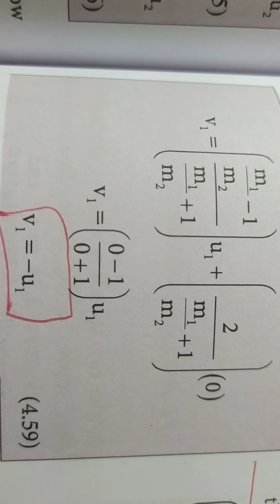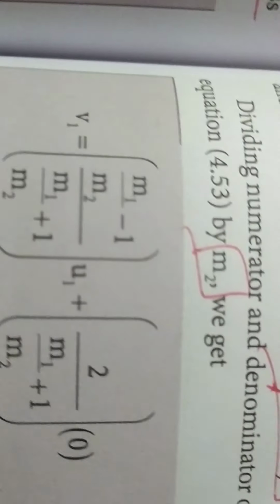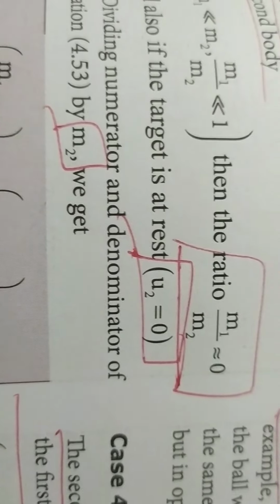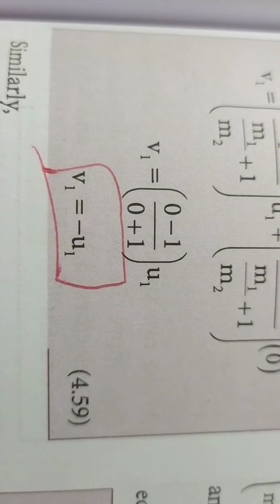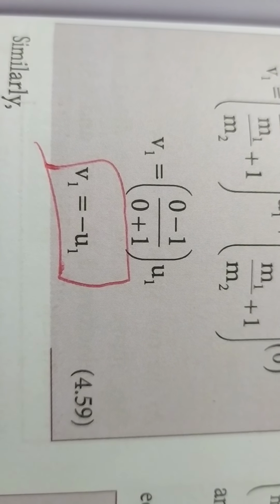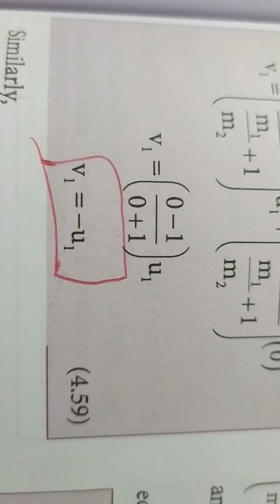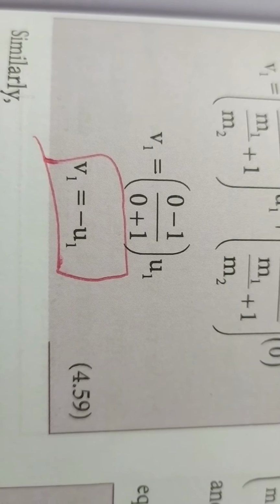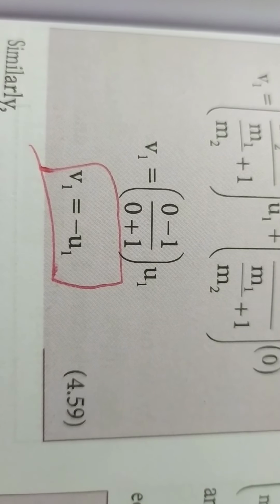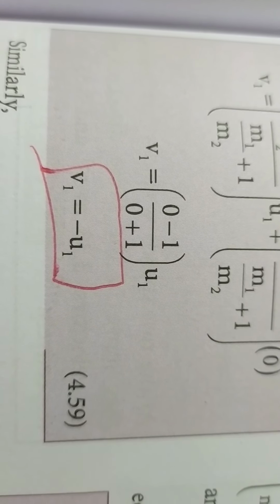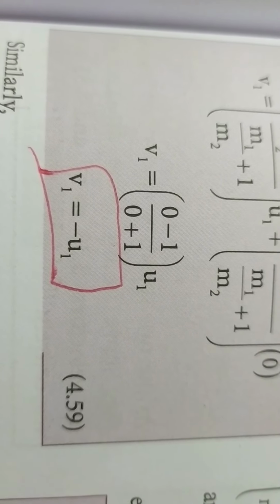So M1 by M2 is almost 0. We have considered here M1 by M2 is equal to 0. So the equation becomes (0 - 1) divided by (0 + 1) into U1. So you will get a negative sign. So V1 is equal to minus U1, which shows that when you see the example of the ball, the ball will bounce back. So you are getting the negative sign. So V1 is equal to minus U1.